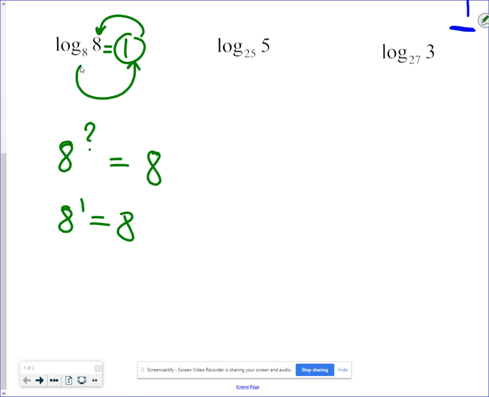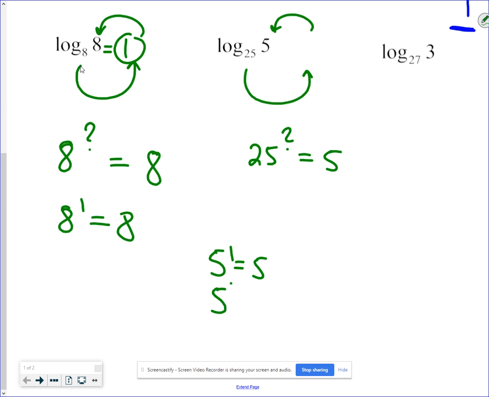All right, let's try the next one. Log base 25 of 5. Well, we'll do it again. 25 to what power is 5? 5 to the first is 5. 5 to the second is 25, right? 5 to the third is 125. These numbers are just getting bigger and bigger and bigger.